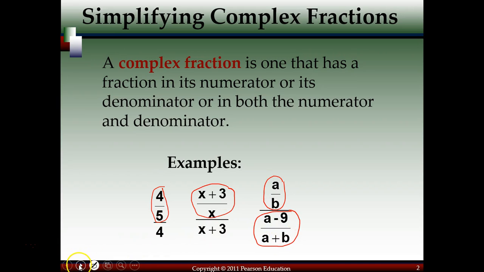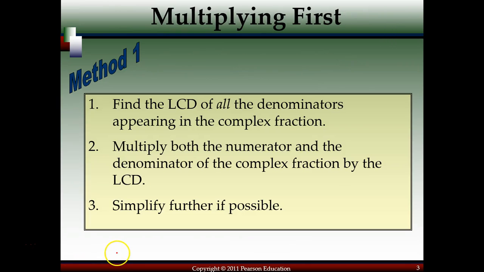Let's take a look at an example. Before we look at our example, we're going to look at our first method. Our first method deals with finding the LCD of all the denominators appearing in the complex fraction. That's the first thing we do, identify that LCD. The second step is to multiply both numerator and denominator of the complex fraction by the LCD. And then once you're done multiplying, you simplify further if possible. So there are 3 steps in this method.